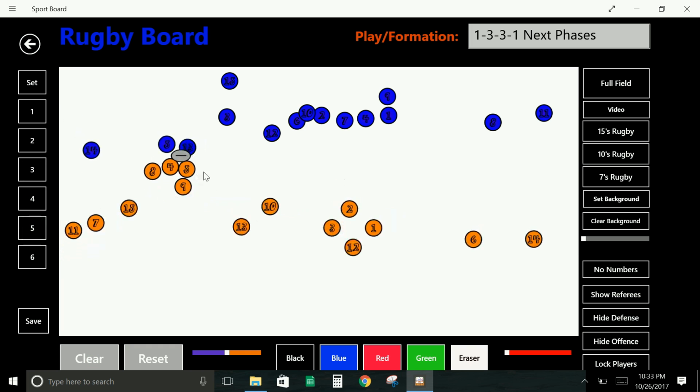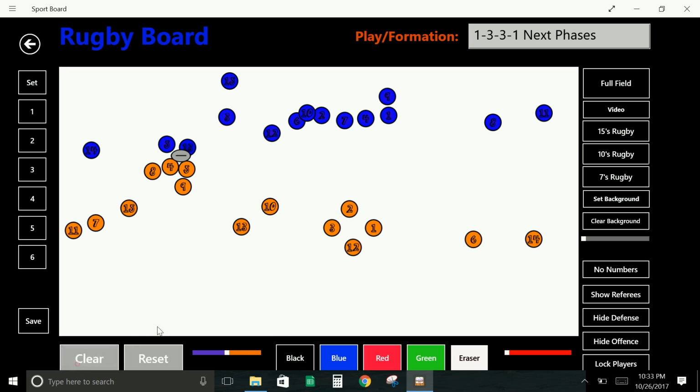So the ruck is formed, 9 follows around, 10 now has dropped back in position, 13 has worked back as far as he can. He doesn't want to interfere with this next ruck, since the ball is going to come out quickly, but he'll be working his way out this way eventually, but he's just staying out of the play.